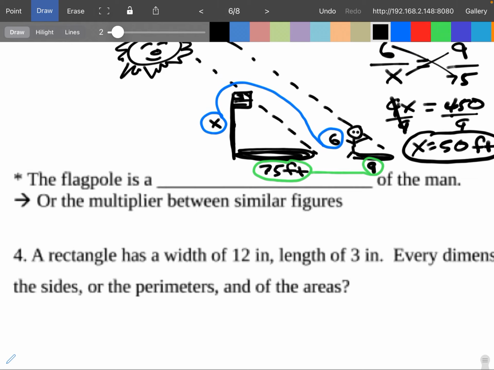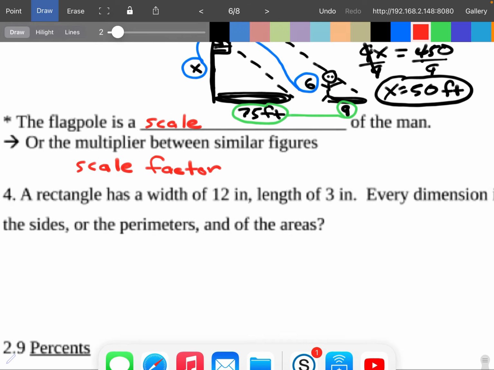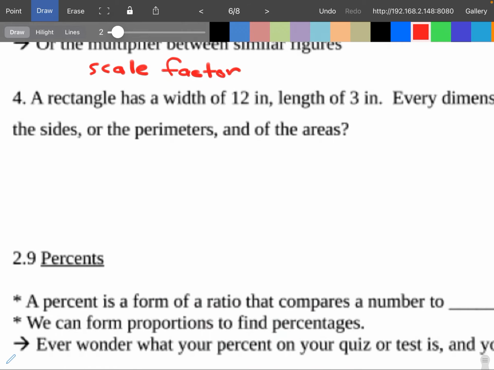All right, let's keep going. We're almost there. Then there's a blank to fill in here. It says the flagpole is a scale of the man. That's what word is supposed to go in there. So scale, which is really the multiplier between the similar figures. It's really the scale factor. I'll write that here. And we already had a scale factor in that other problem, right? What was it? So many inches on the diagram were so many feet in the house. So that was the scale factor for that problem.